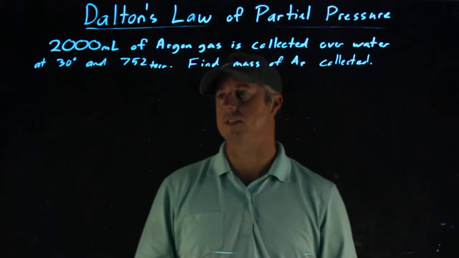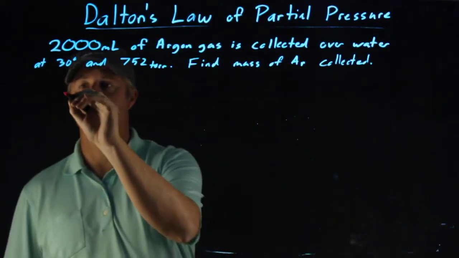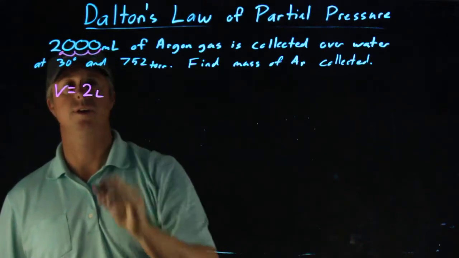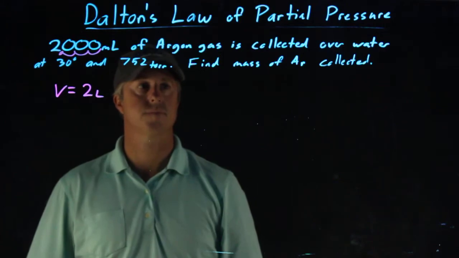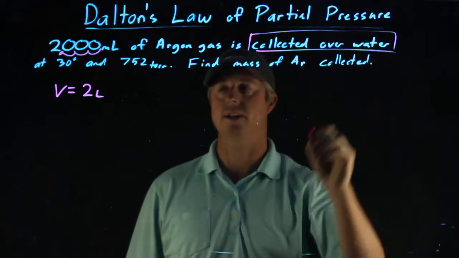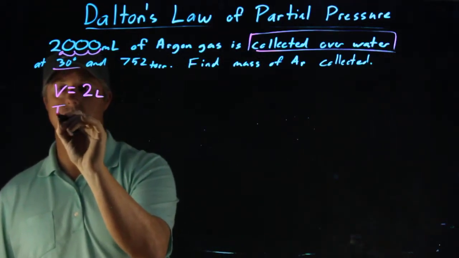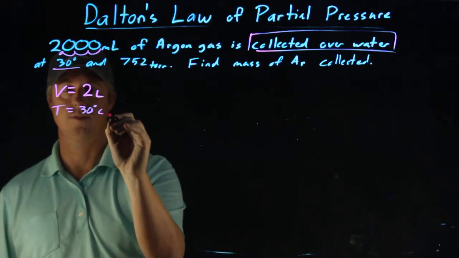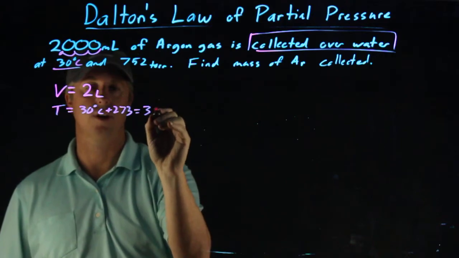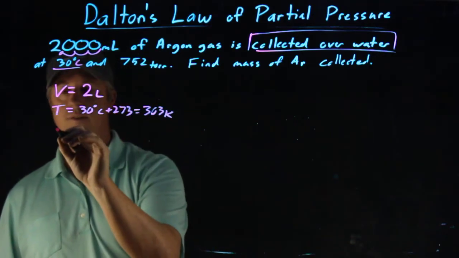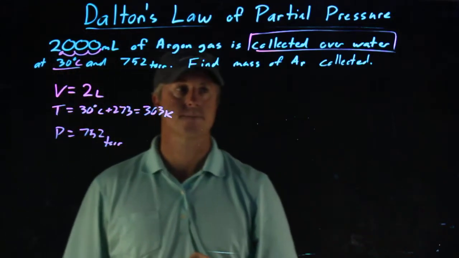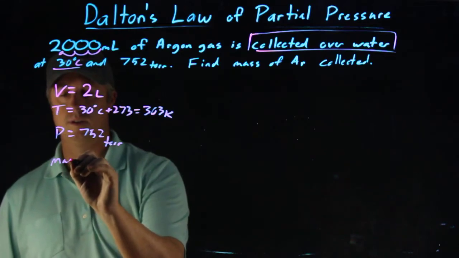Okay, now, we first look at this, we identify what we have. So I have a volume, that's the first thing, and that's 2 liters, converting it right away to 2 liters. I see the statement of collected over water, which is very important, and so I'll come back to this. I have a temperature of 30 degrees, and that's Celsius. I didn't put the Celsius, but I meant to add 273 to make it 303 Kelvin, and I have a pressure of 750 torr. Okay, and I'm looking for mass.